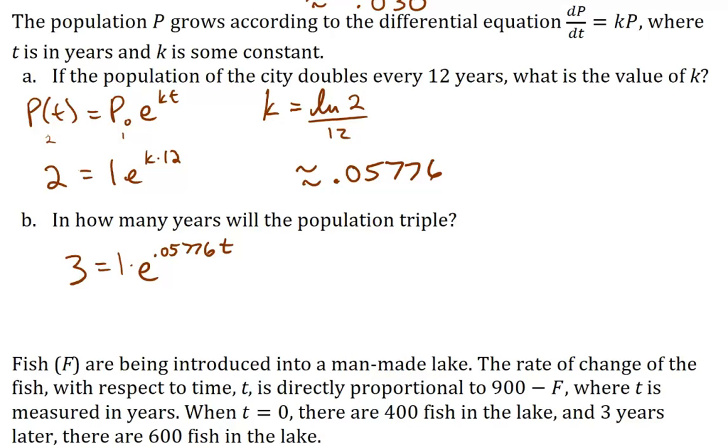All right, so then t comes out to be the natural log of 3 divided by the 0.05776, which is approximately 19.020 years. Did I answer the question? Yes. In how many years? 19.020. It doesn't tell me to round to the nearest year, so I'm just going to leave it like that. It doesn't say where time is years after 1992, and now I need to add 19 years to figure out what year. It just says how many years, so I'm done.